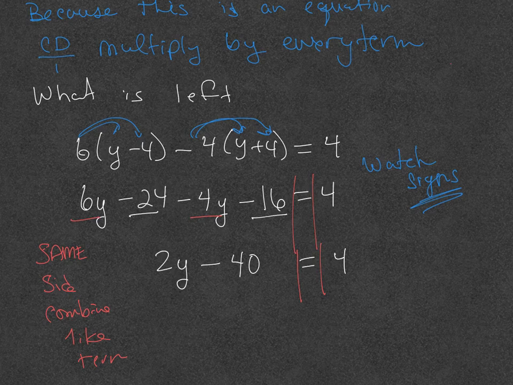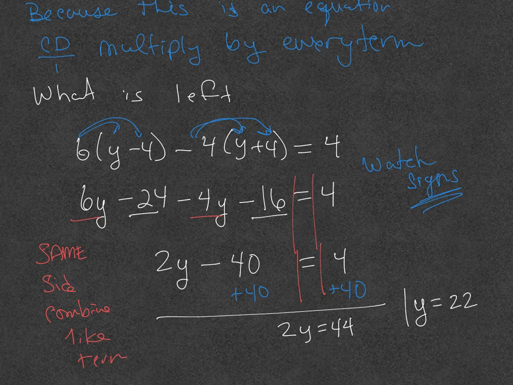Now I can go through and, since I'm on different sides of the equation, I'm doing the opposite. So I add 40 to both sides. Divide by 2. And now I'm left with 2y is equal to 44, or y is equal to 22.